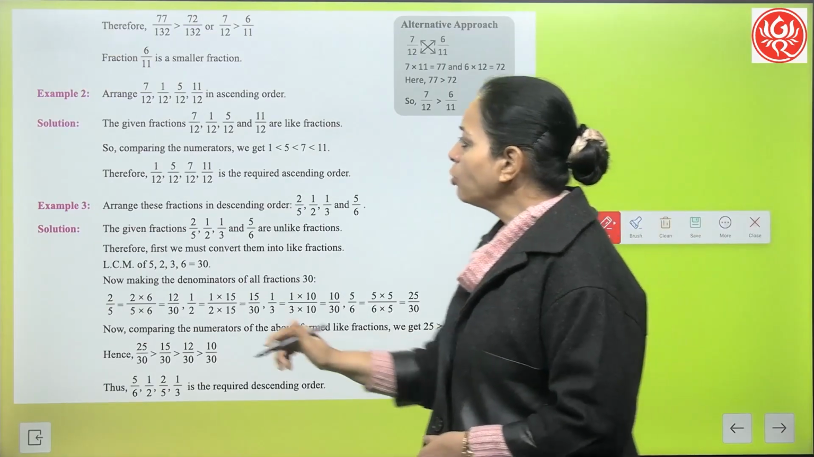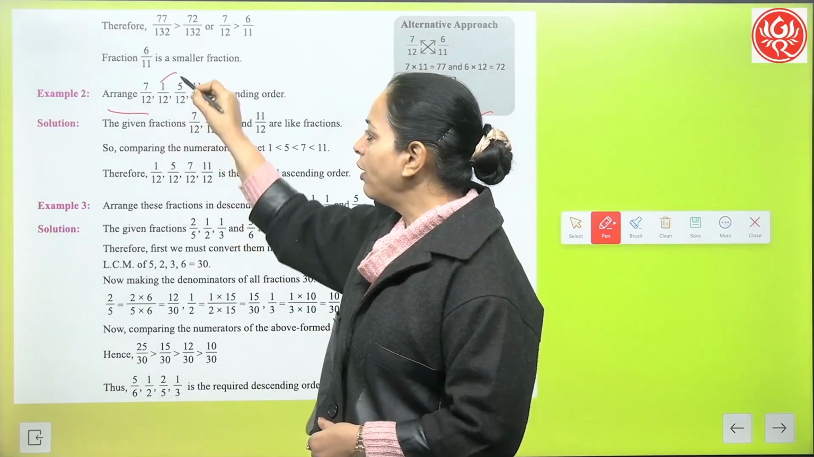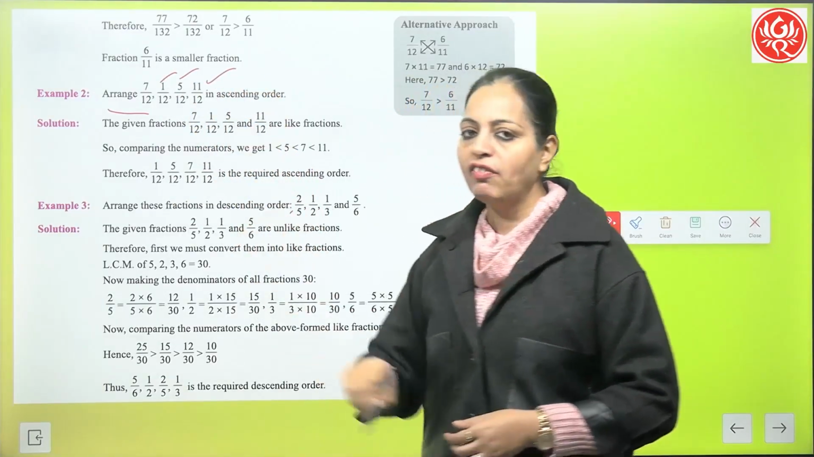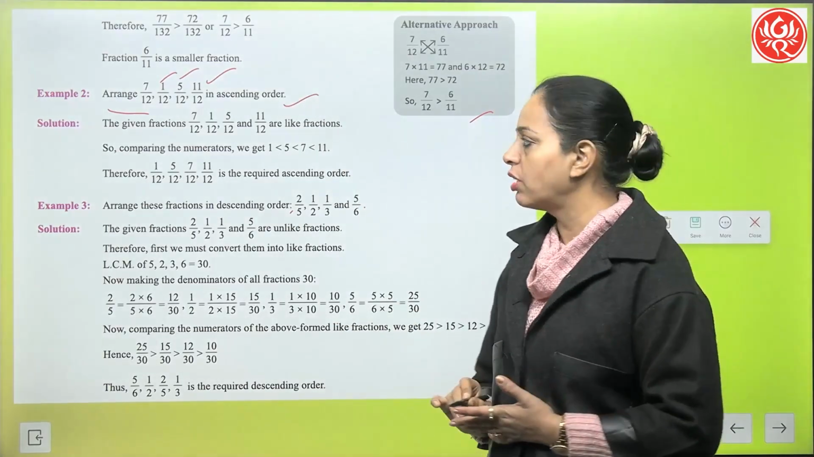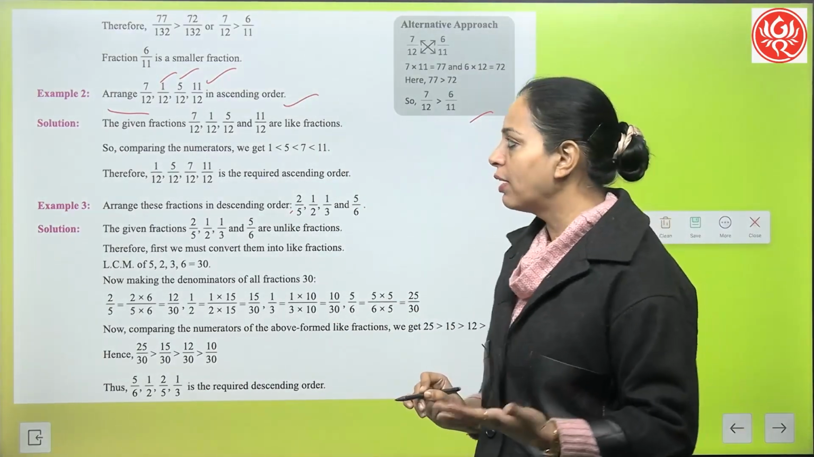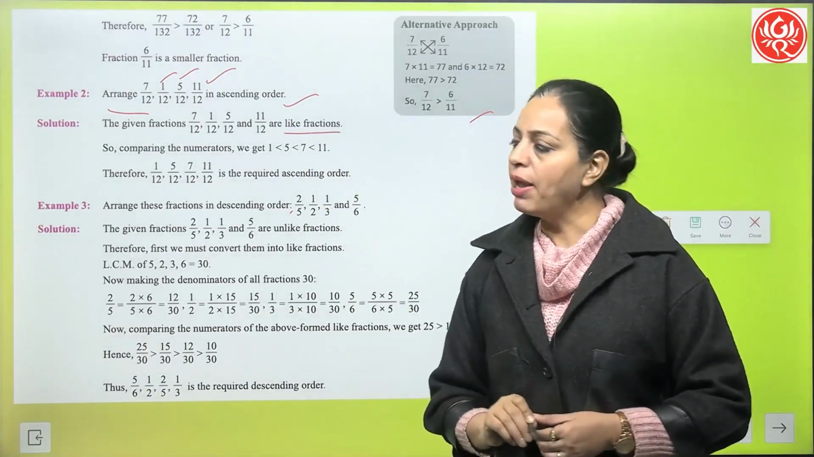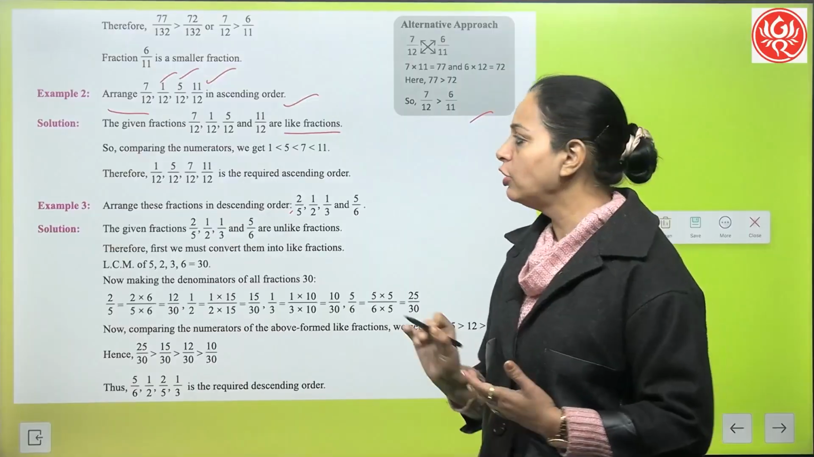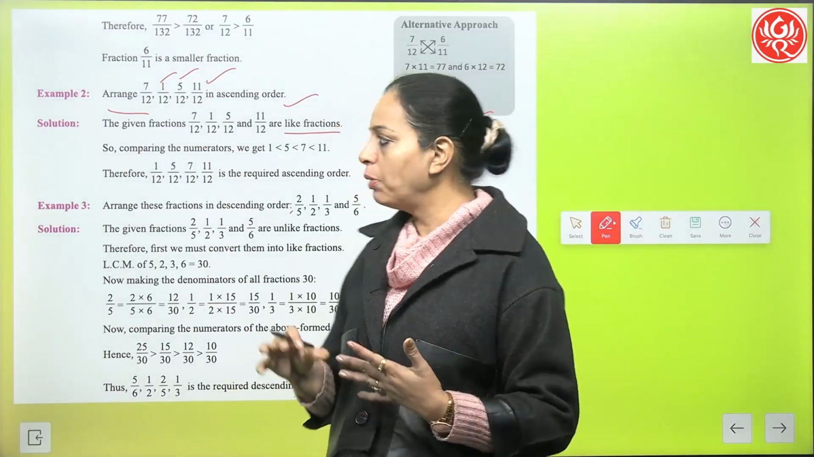Okay. Now come to example 2. Arrange 7/12, 1/12, 5/12 and 11/12 in ascending order, means increasing order, means smaller to bigger. So these are like fractions. डिनोमिनेटर सेम है, आपने सिर्फ कंपेयर करना है न्यूमरेटर को. तो जो न्यूमरेटर बड़ा होगा that fraction would be bigger.